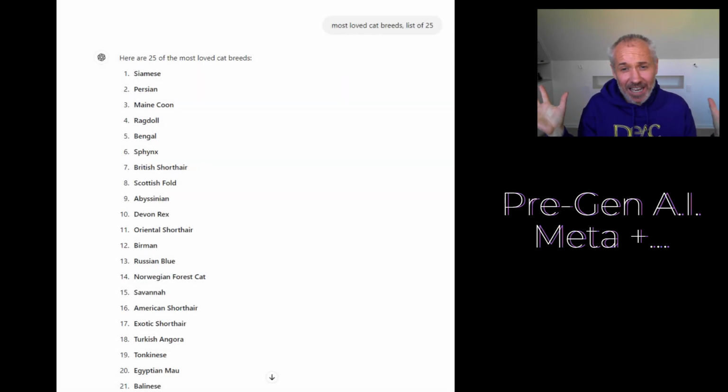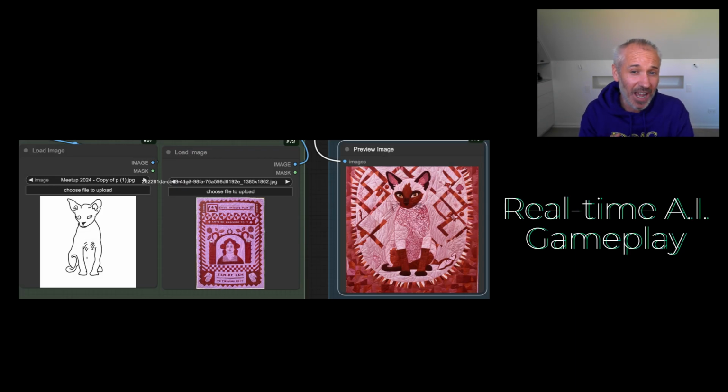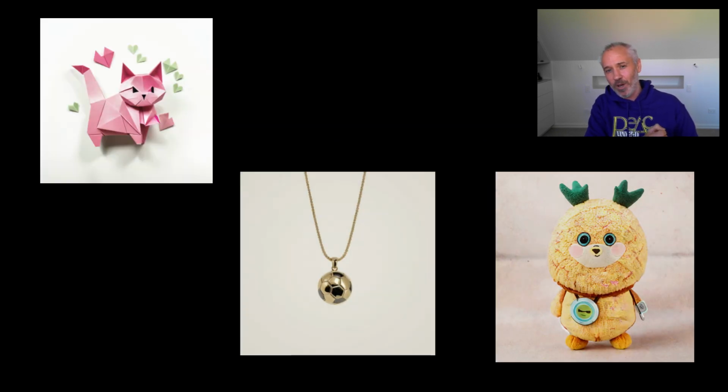So by creating this really large content space that you can play within with pre-generated AI, creating a meta around that, and then tying that back into real-time generated AI, we think we're going to have the best of both worlds. So that's what our challenge is at the moment, and I hope what we've looked at so far is useful for you in your studio.